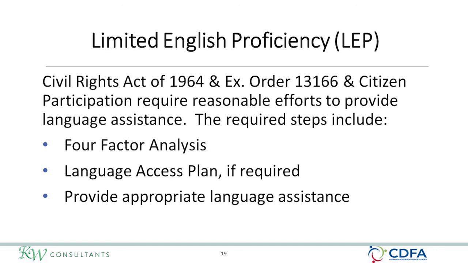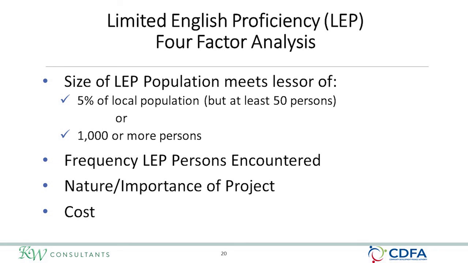All grantees must perform the 4-factor analysis. Depending on the results of that analysis, a language access plan, or LAP, may be required. Then all grantees must provide an appropriate level of language assistance based on these assessment steps. The 4-factor analysis must be performed by all grantees for all projects.